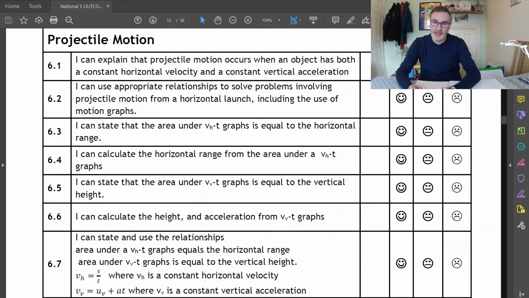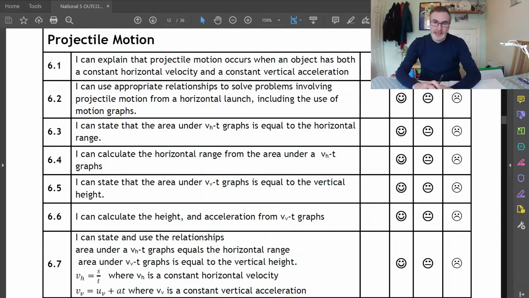I can calculate height and acceleration from VVT graphs. You should remember from when we were doing the work on motion time graphs when we started, that you could work out acceleration from a velocity time graph using the gradient of the graph.